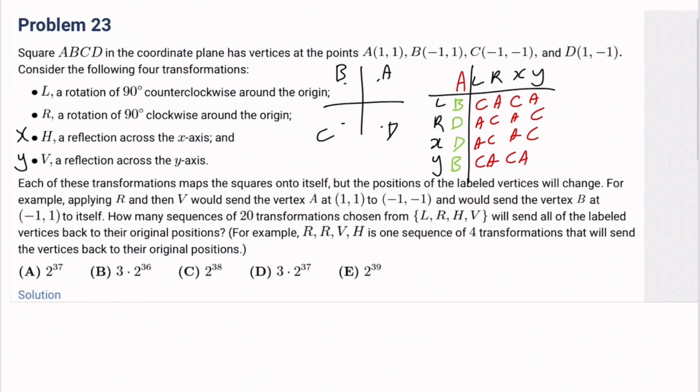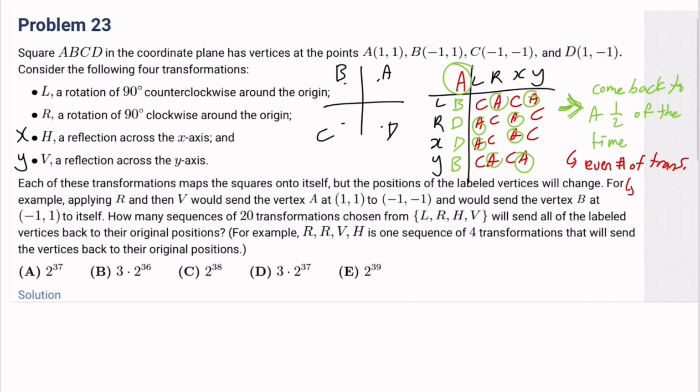And so if you look at this, we start from A, and then after 2 transformations, we come back to A exactly half of the time, right? And this means that it needs an even number of transformations, right?